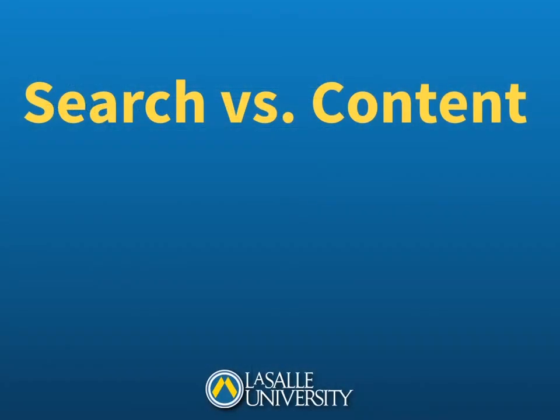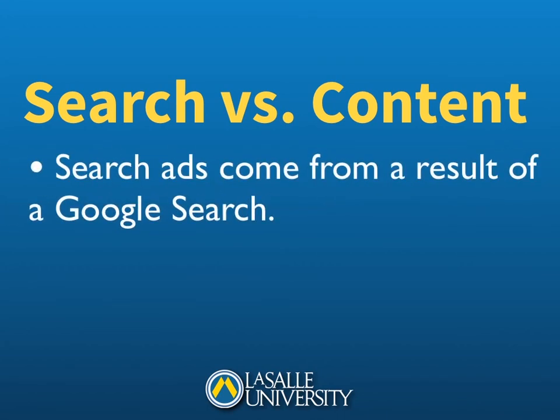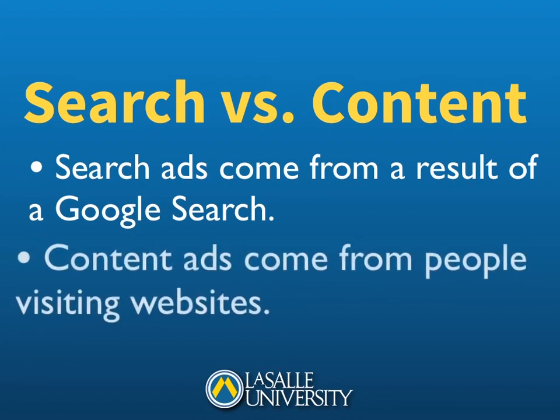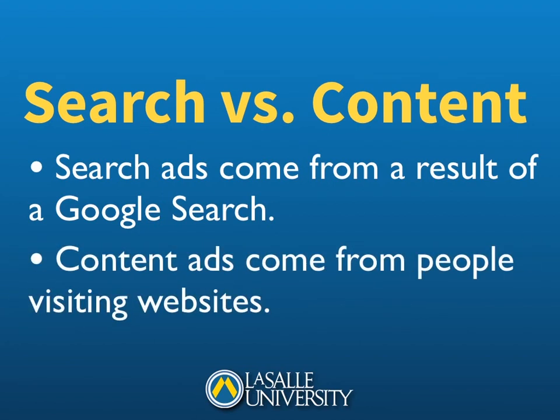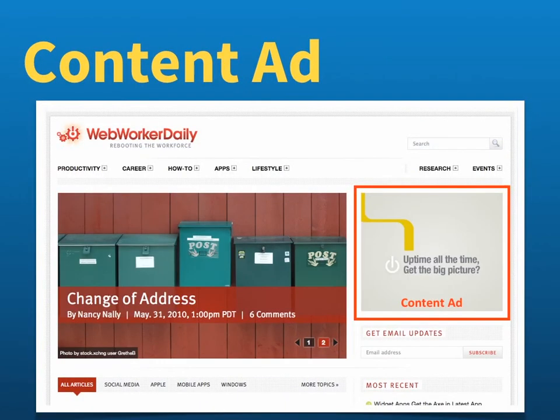And then let's talk about search and content ads. So search ads come from a result of the Google search. That's just exactly what you saw. So that's one specific type of Google ad. Another type of Google ad is a content ad, and that happens when people visit a website. So let me show you what that looks like. If I'm on WebWorker Daily and I see to the right there's that content ad, it's basically imagery for the most part.